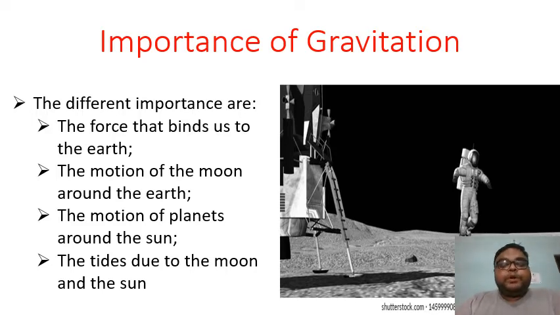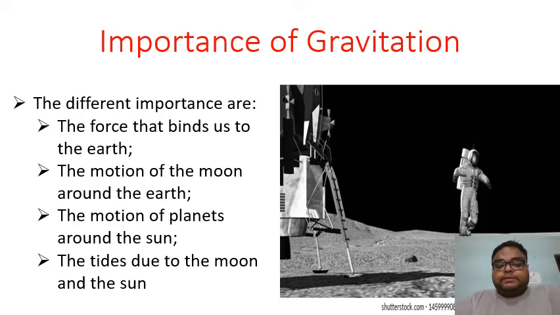Now, the second importance is the motion of the moon around the earth. Suppose this is earth and this is moon. The moon is rotating around this earth. Why is this happening? This is happening because the gravitation of the earth is pulling the moon towards it to rotate itself. Understood, students? Right. The motion of planets around the sun is also due to gravitation only.